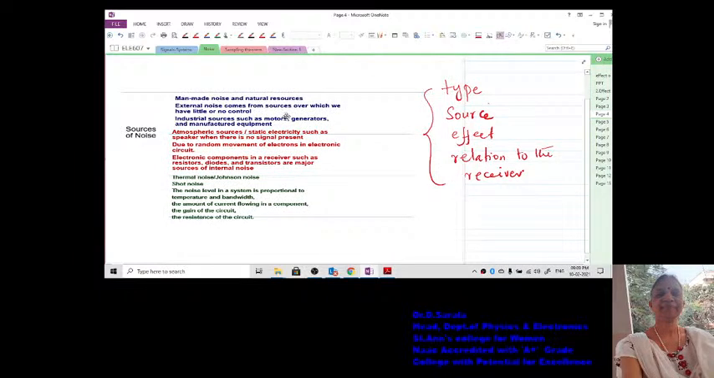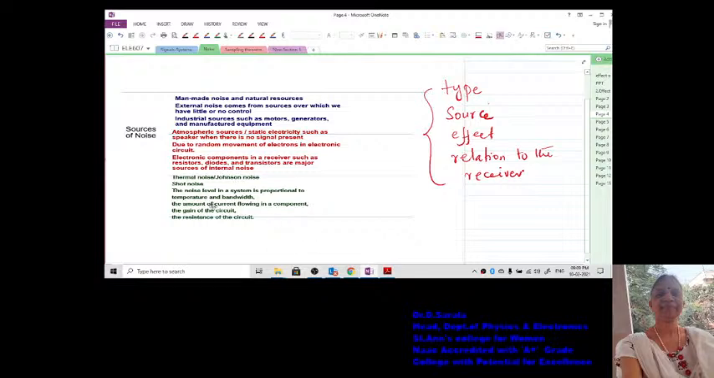External noise comes from sources over which we have little or no control. It can also come from industrial sources such as motors, generators, and over a period of time, all these devices, all these instruments, suffer wear and tear. So over a long period of usage, there is a possibility of noise coming in because the efficiency is being lost. It can also come from atmospheric sources, and due to random movement of electrons in a circuit. It can come from electronic components in a receiver such as resistors and diodes. These are actually a major cause of internal noise.